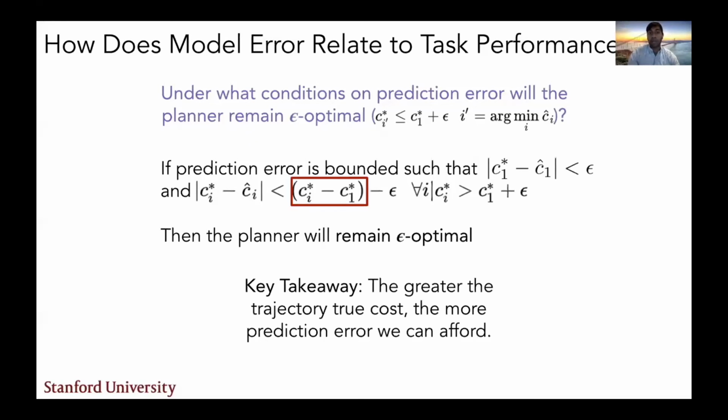Note that the allowable error bound scales with how far from optimal the action sequence is. The key takeaway being that to maintain task performance, the greater the true cost of the trajectory, the more prediction error we can afford.